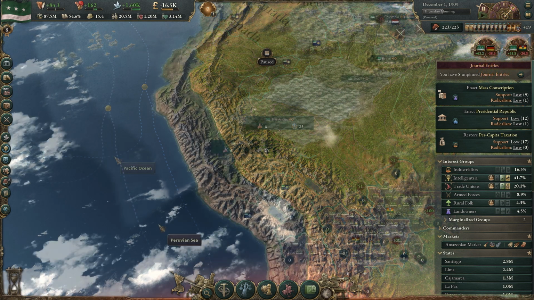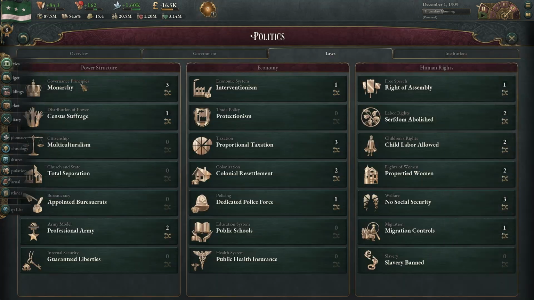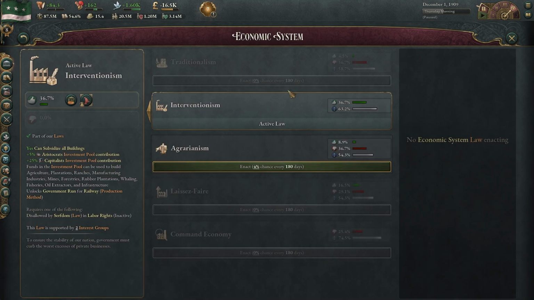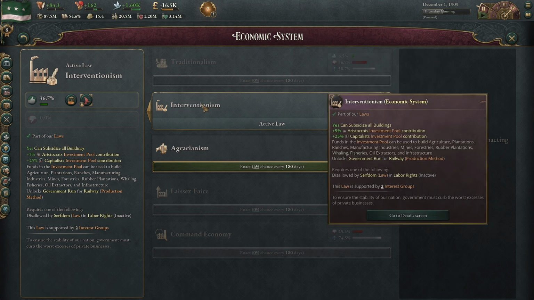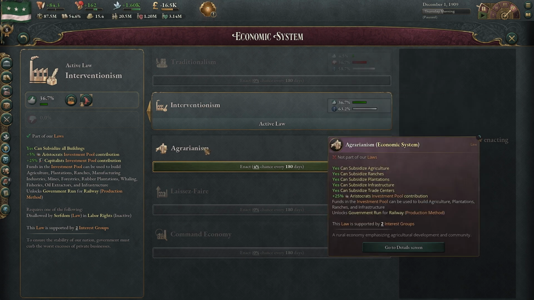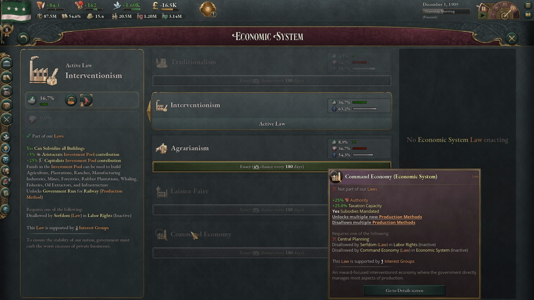Let's get into it. First things first, for new players and maybe people who haven't used it before, what is subsidizing? Well, if you go underneath your politics and laws, your economic system has to allow it. Traditionalism doesn't have anything where you can subsidize except for trade centers and infrastructure. Interventionism has all buildings, so everything can be subsidized. Agrarianism, you can see here, it's all agriculture. So you can go through each one of these and see what can be definitely set up for subsidizing. And command economy is a special one where everything is subsidized.